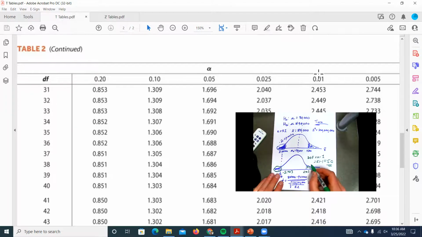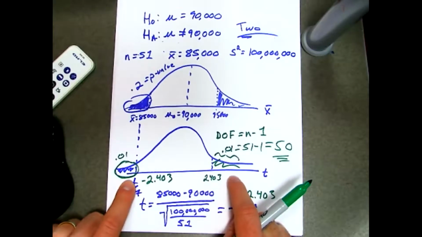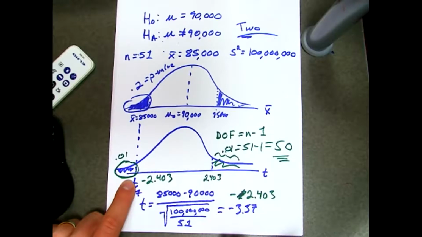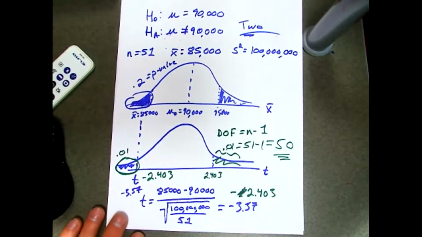So I know that here this area is 0.01, which means the area over there would have the exact same probability of occurring. So if you have a negative test statistic and you're looking at the student t-distribution, you just have to remember, I'm just looking up that value, but positive, and it's a symmetric distribution. So the area to the right of the positive value is the same as the area to the left of that same negative value. Okay.